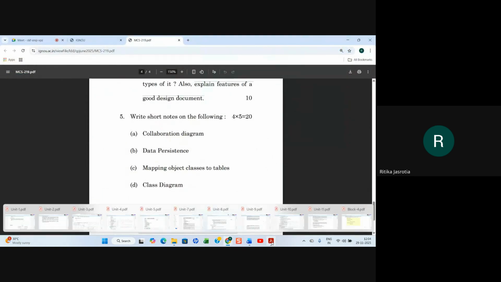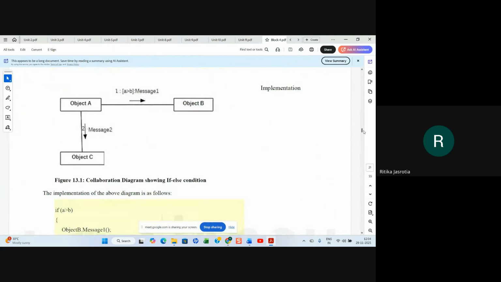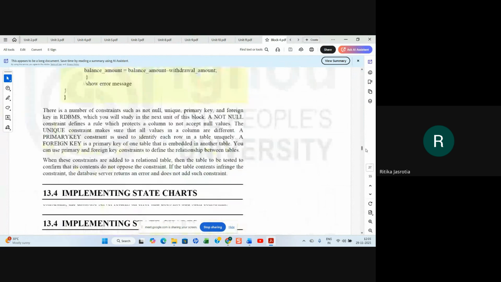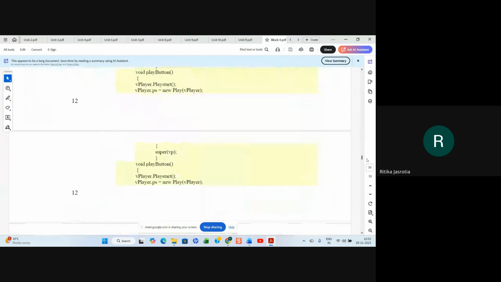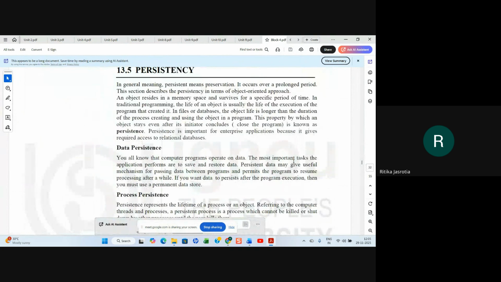So data persistence is in the fourth block, I think. Data persistence. So data persistence is that the most important task the application performs is to save and restore data. Persistent data may give a useful mechanism for passing data between programs and permits the program to resume processing after a while. If you want data to persist after the program execution, then you must use a permanent data store. So data persistence means saving the data somewhere in a database, right?